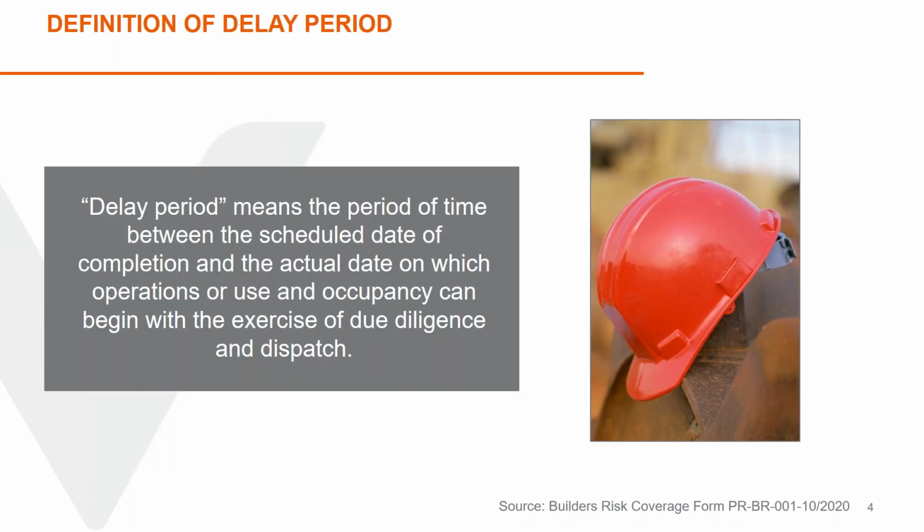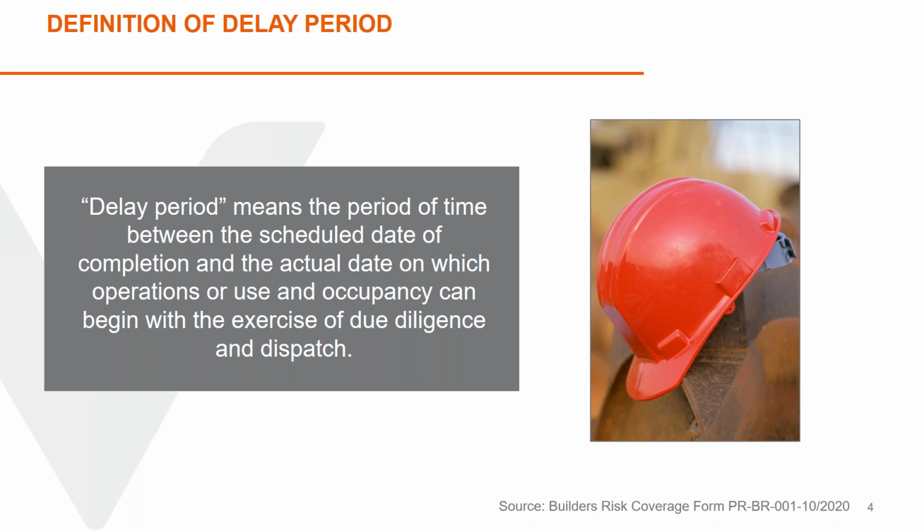Next is, what is the definition of a delay period? Because we had to have that, that's the trigger. Delay period means the period of time between the scheduled date of completion and the actual date on which operations or use and occupancy can begin with the exercise of due diligence and dispatch. I like that, due diligence and dispatch. Sounds very, very formal. So the delay period is the scheduled date of completion, and then what's the actual date of completion? Now you have this delay period. Pretty simple, right? Definition of soft cost, definition of delay period.